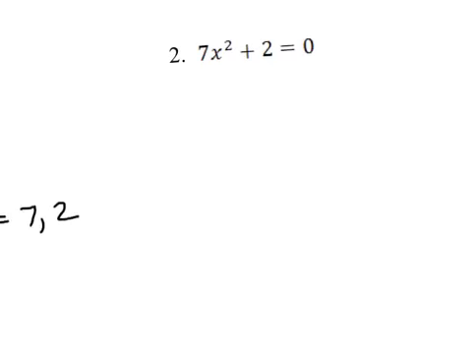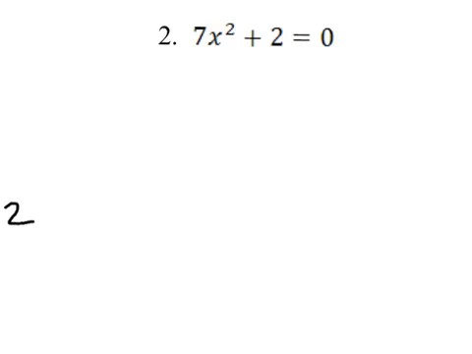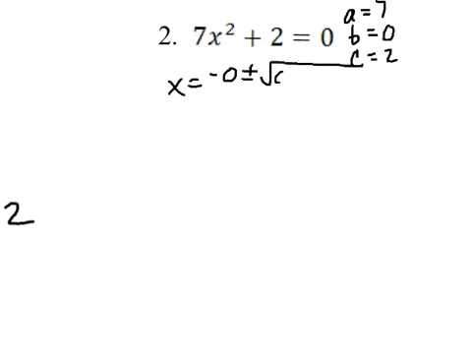Okay, so let's try another one. What about this one right here? The first thing again is to identify, whether you write it down or just mentally, what your a, b, and c are. I would label my a as 7, b is 0 because there's no x term here, and c in this case is 2. So with the quadratic formula, x equals negative b plus or minus the square root of b squared minus 4ac, all over 2a.